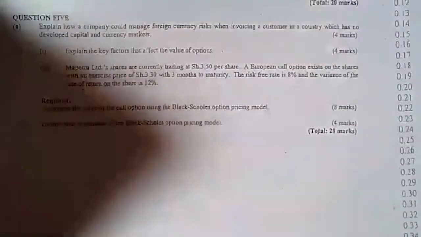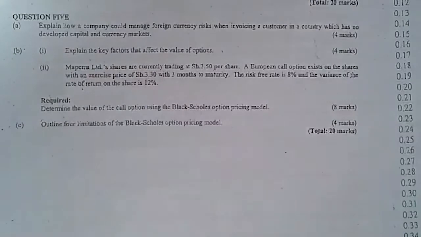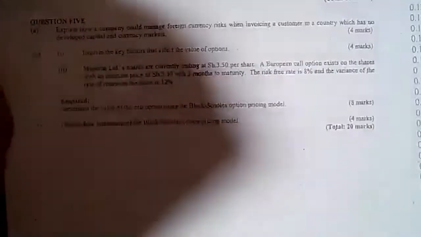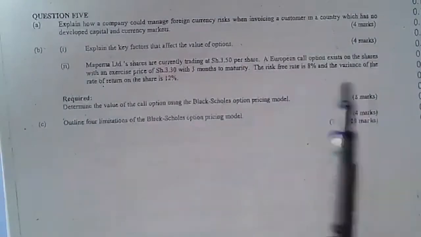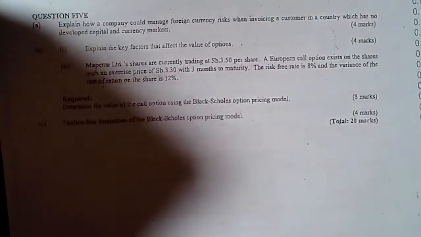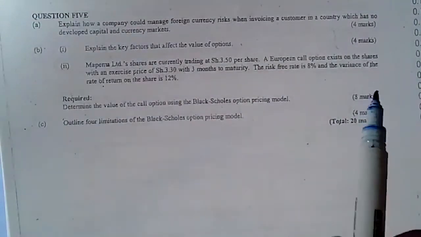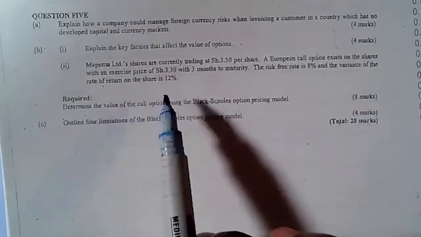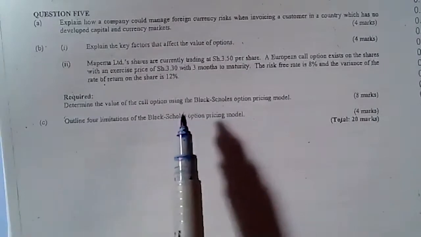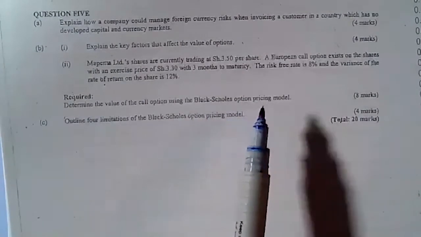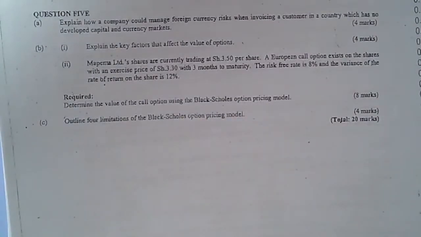That means that our T, if it's 3 months, we have said that T is time remaining to maturity in years. So you just take 3 divided by 12, you get 0.25. Also, the risk-free rate is 8%, R is 8%, and the variance of the return of the shares is 12%. The variance, that's standard deviation, is 0.12. Required: determine the value of the call option using the Black-Scholes option pricing model. How to determine that?